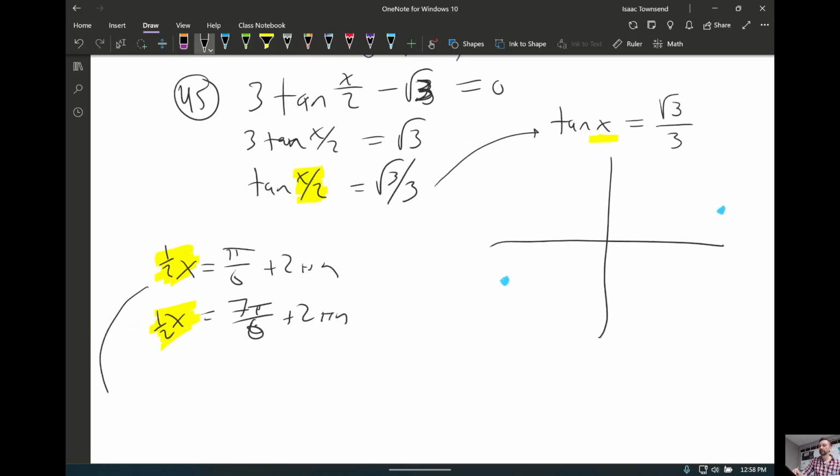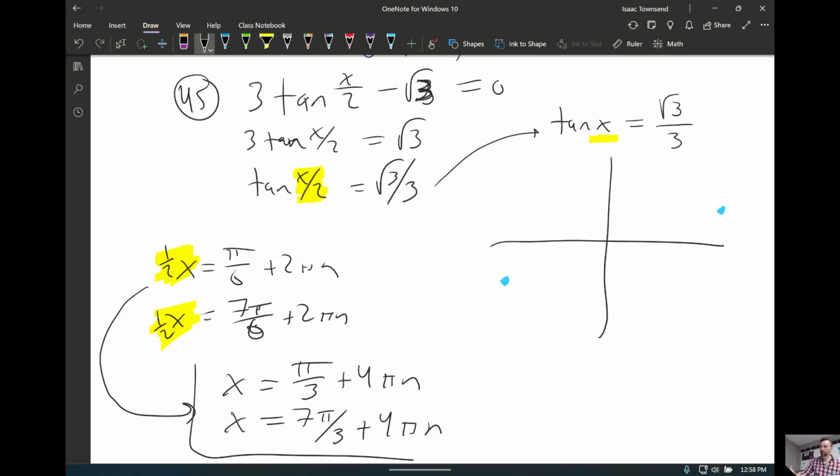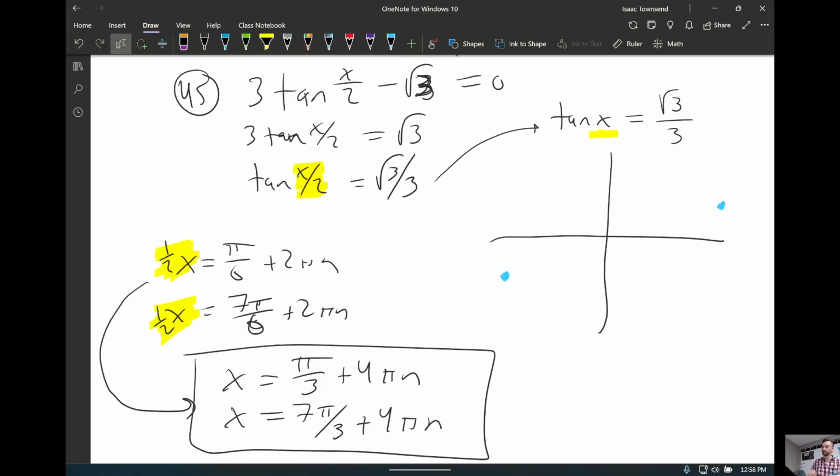So I don't really have the answers yet, but I can take this from 1/2 x equals to just x equals by multiplying by 2. And if I multiply this by 2, everything has to be multiplied by 2. This and this. Same thing with this guy. Multiply everything by 2 so that it goes from 1/2 x equals to just x equals.